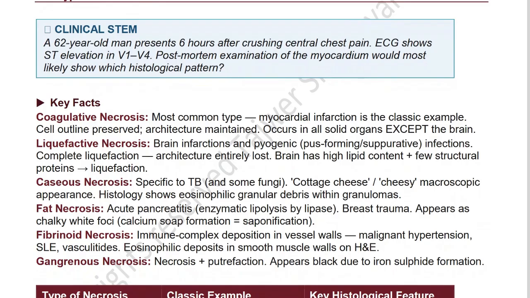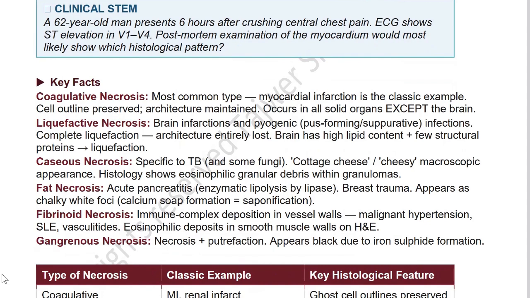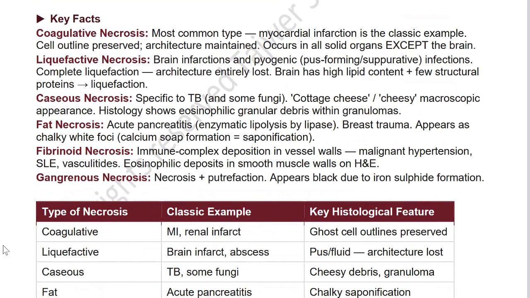So this is the clinical stem you're going to get. A 62-year-old man presents 6 hours after crushing central chest pain. ECG shows ST elevation in V1 to V4. Post-mortem examination of the myocardium would most likely show which histological pattern? Okay, that's what the clinical stem looks like. So now we studied yesterday that myocardium specifically goes through a coagulative type of necrosis. Okay, so let's go down.